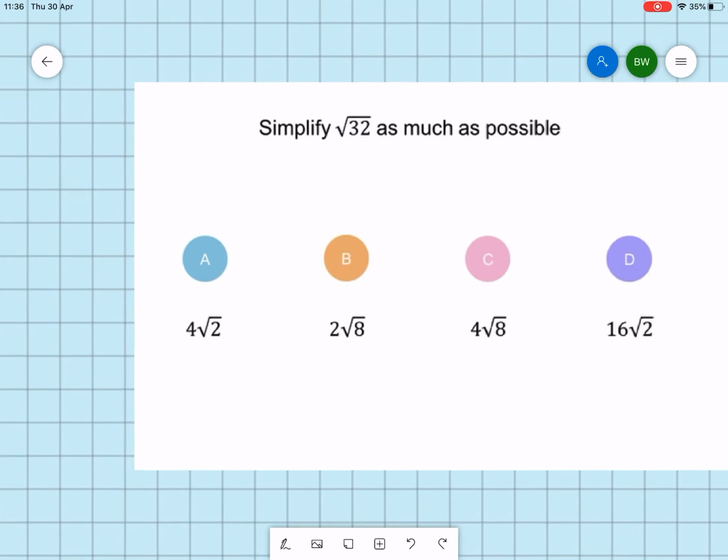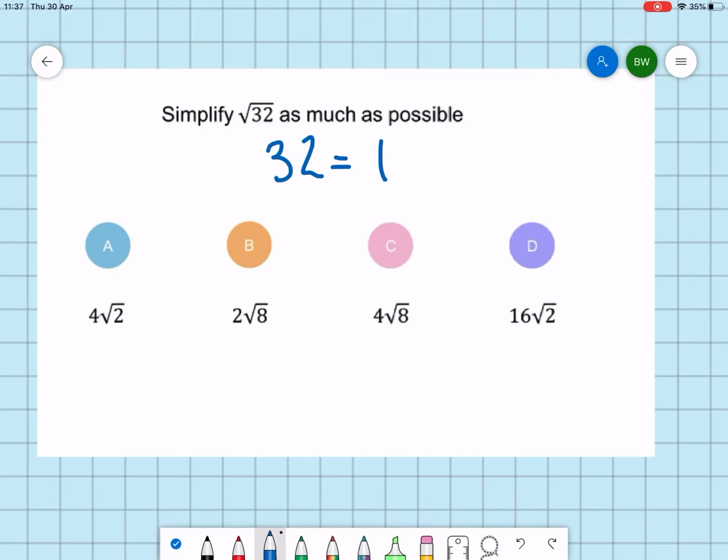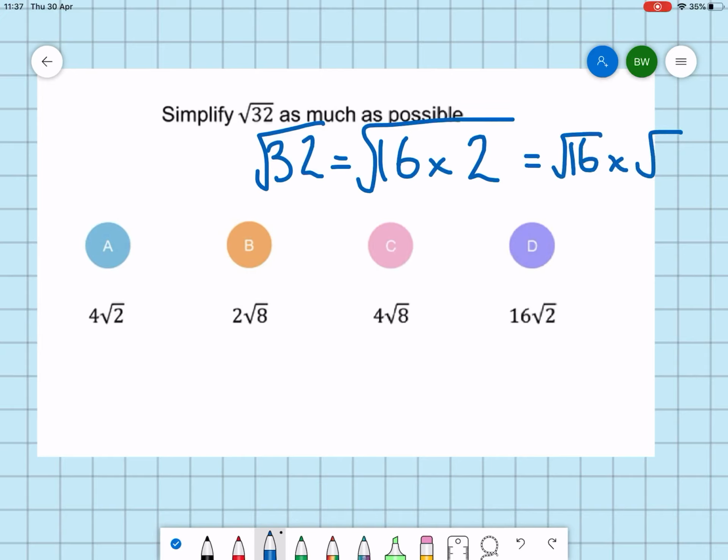Okay, can you do the same here? So give this a go, pause the video and try this question. So the highest square factor of 32 is also 16 because that's the same as 16 times 2. So square root of 32 is root 16 times 2, which is root 16 times root 2, which becomes 4 root 2. So the answer to that one is A.